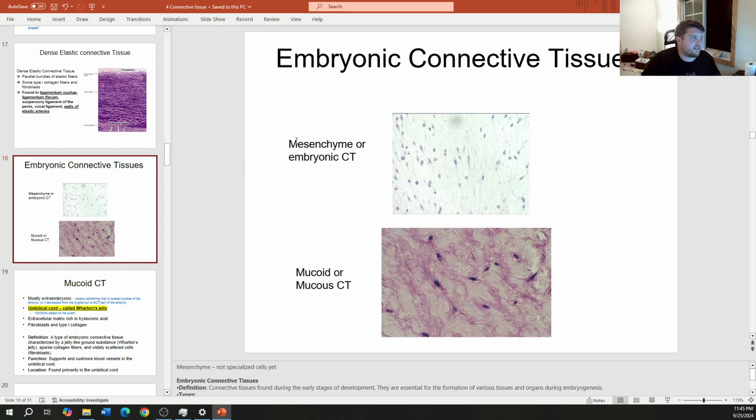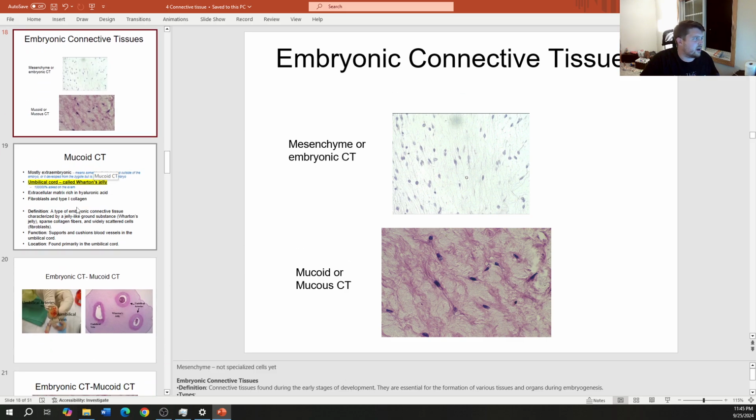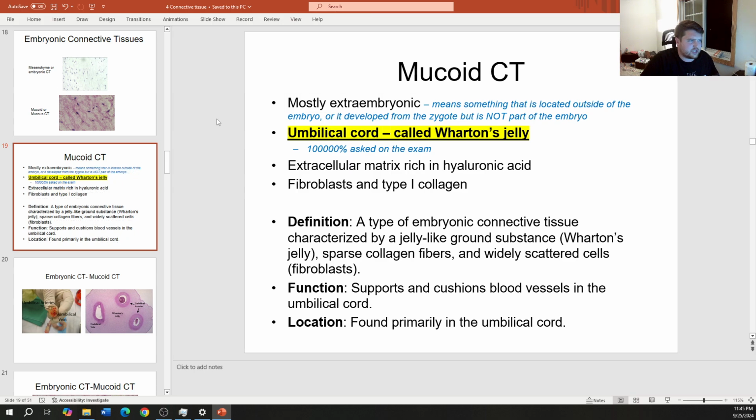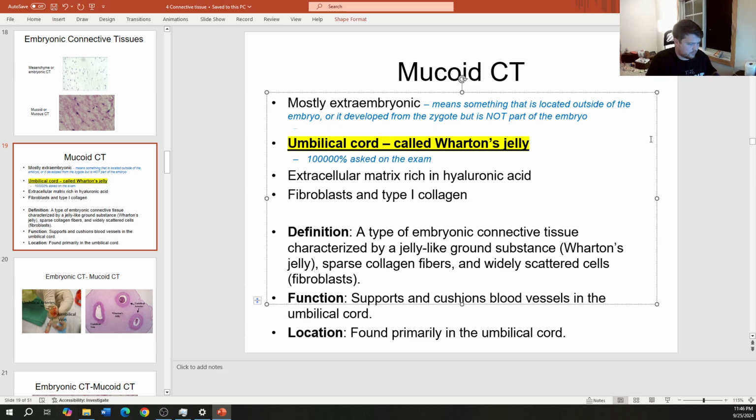Embryonic. We have two different types: mesenchyme, also known as embryonic connective tissue, and mucoid or mucous connective tissue. Again, there's not a ton to really understand here. Mostly it's just definitions and word recognition. So mucoid, or the mucous connective tissue, is mostly what's called extra-embryonic. Anytime you see the prefix extra, it equals outside of. Embryonic means the embryo, so it's outside of the embryo, not located within the embryo.